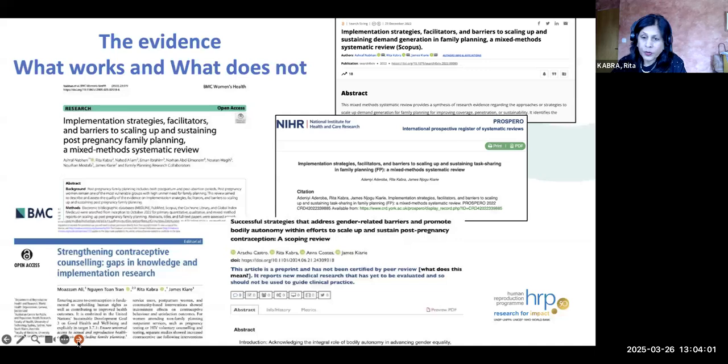Next, please. So in order to scale up evidence-based practices, we started by saying, actually, what is the evidence? What works and what does not? So we did a literature review to identify these strategies both for post-pregnancy family planning, for demand generation, for task sharing, as well as for addressing gender-related barriers, etc. For counseling. And you can see some of the papers which have been published. So a lot of literature review was done to see what works and what does not.